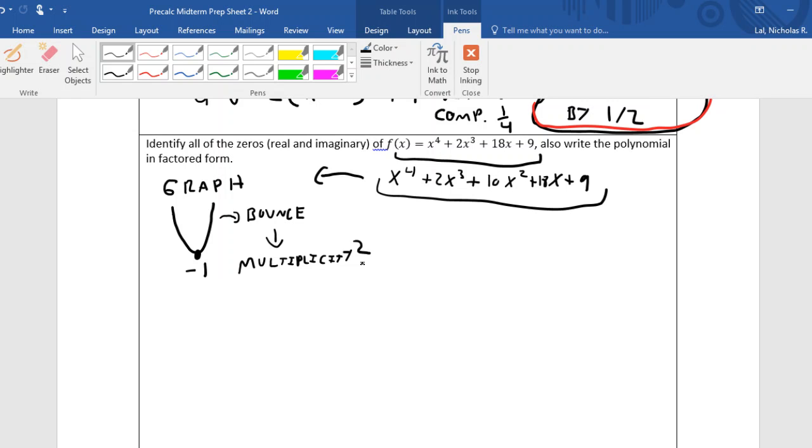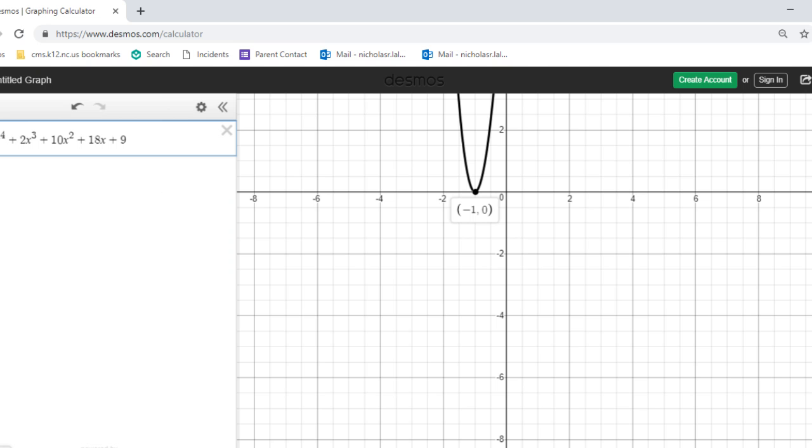All right. When you have an odd multiplicity, the graph passes through the zero. When you have an even multiplicity, the graph bounces. It hits the zero, then it comes back up in the shape of a parabola. So we know the multiplicity is even because it bounces, and its multiplicity is 2 because 2 is an even number and the graph bounces in the shape of a parabola.